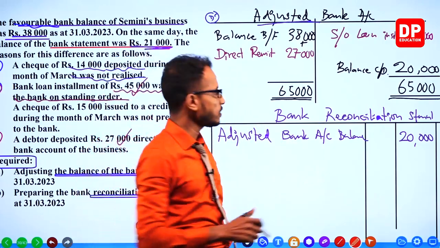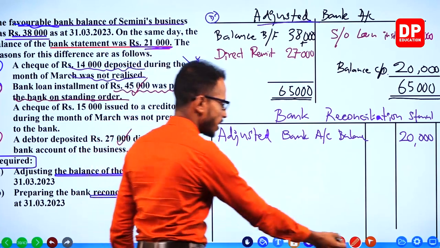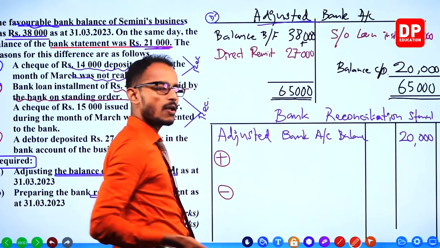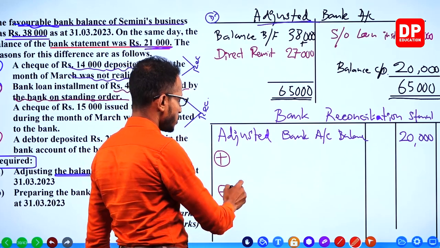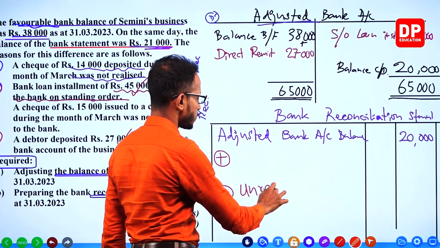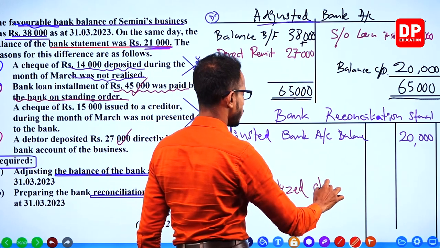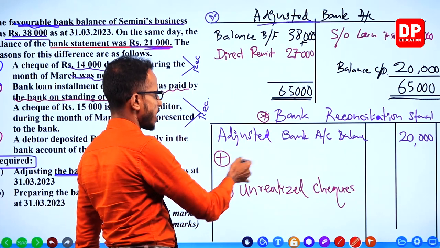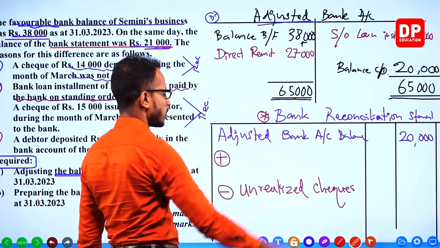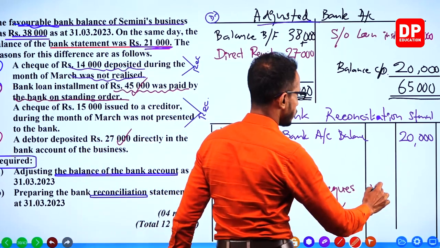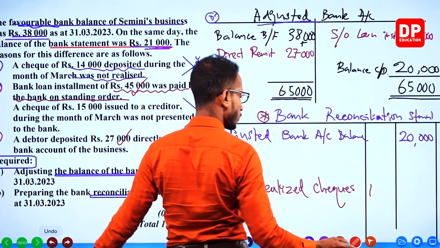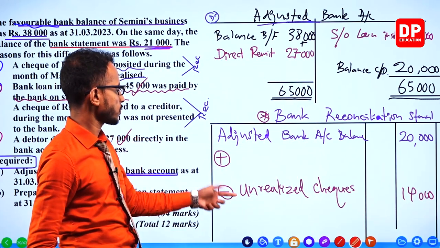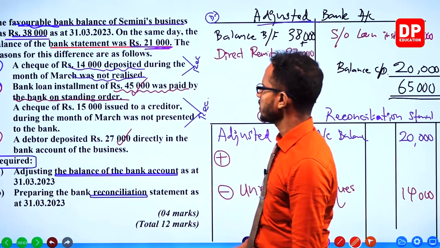Check of 14,000, it's called unpresented checks. No, unrealized checks. Unrealized. Normally you add things first and then you subtract things. This thing should be subtracted. This is called unrealized. Normally in the bank reconciliation statement, guys, you mention the things you are adding first, then the things that you are minusing second. This 14,000 check should be minused. So it's under this one. What is this one? The remaining one.